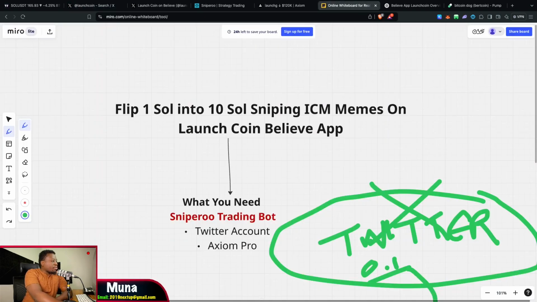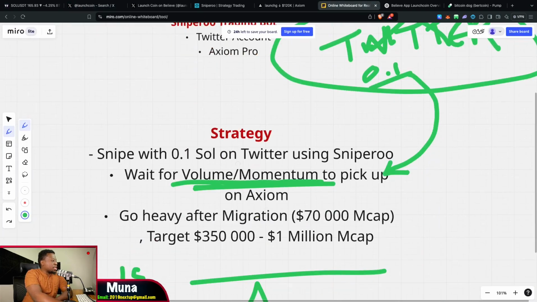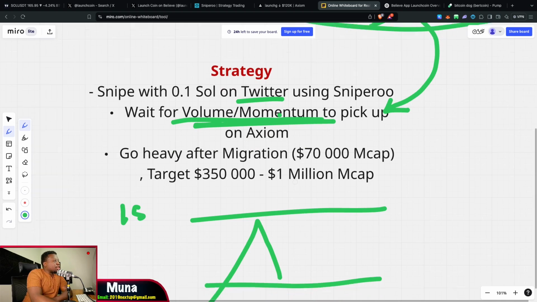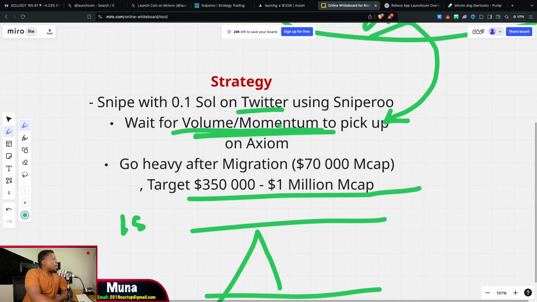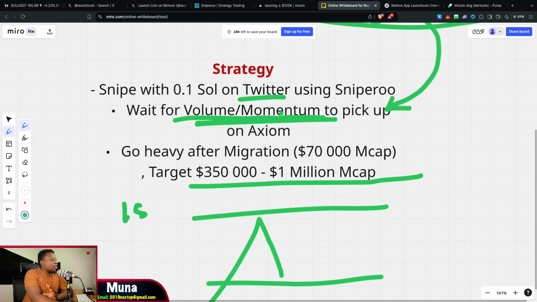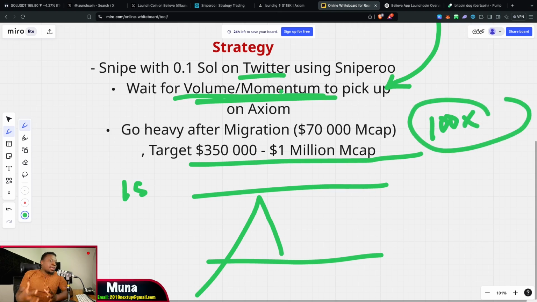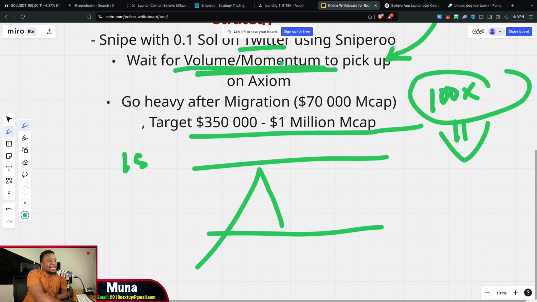So remember, all you're doing is sourcing the information on Twitter, waiting for the volume and the momentum to build up, and you just basically snipe and get out around these levels. Once you do this more than enough times, you're going to find 100x. Now, a lot of people casually talk about 100x. You see, 100x is an outcome that you are going to stumble upon due to the fact that you frequently trench. The more you trench, the higher the likelihood that you're going to hit 100x.